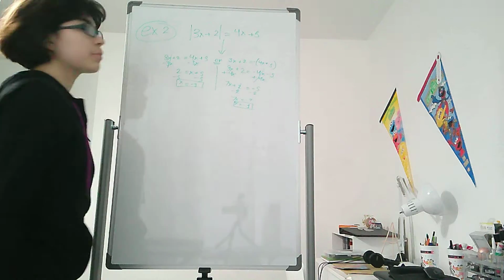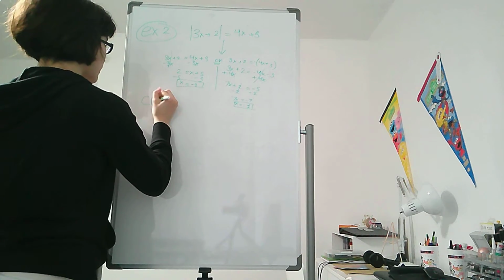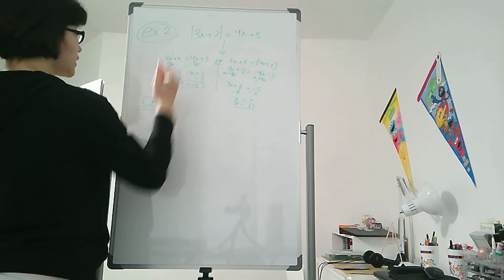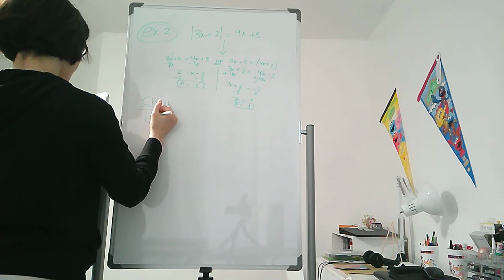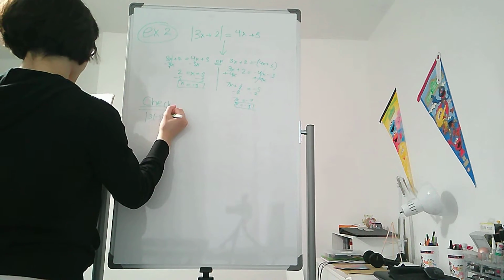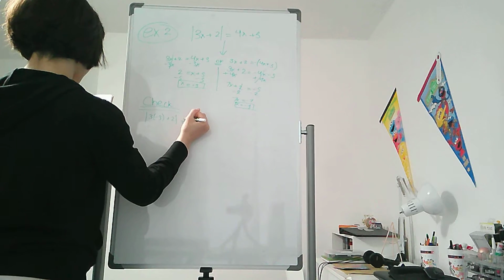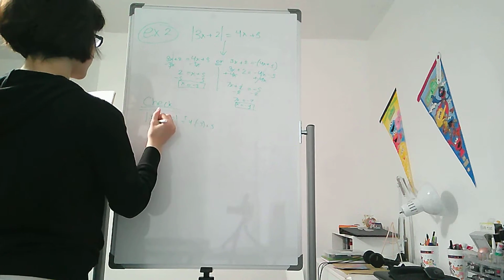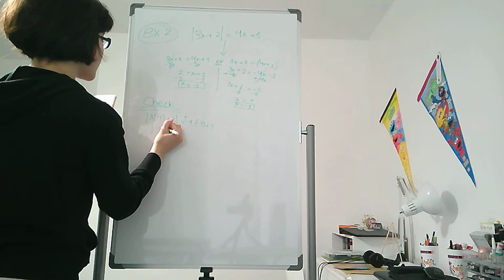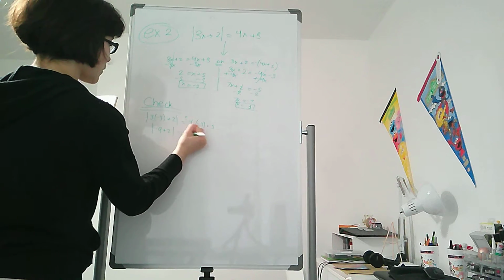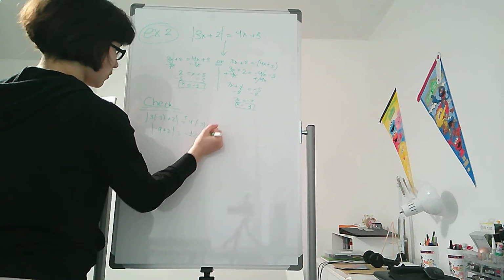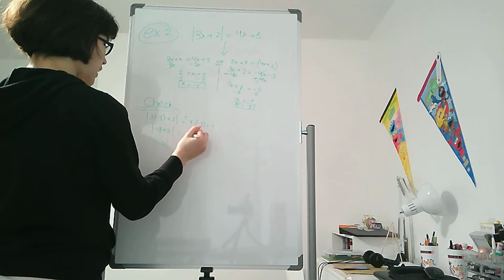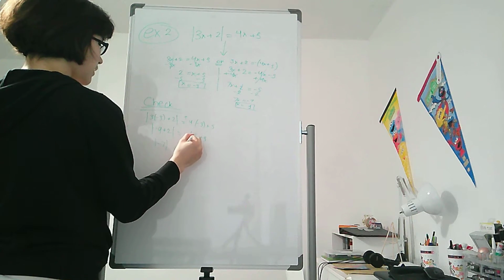Now don't assume these are both solutions. We have to check. That is a mandatory part of the process. Check. Okay. So when we plug in negative 3, does the absolute value of 3 times negative 3 plus 2 equal 4 times negative 3 plus 5, okay? So let's see, 3 times negative 3 is negative 9 plus 2. And then we have 4 times negative 3, which is negative 12, plus 5. Negative 9 plus 2 is negative 7. And negative 12 plus 5 is negative 7.